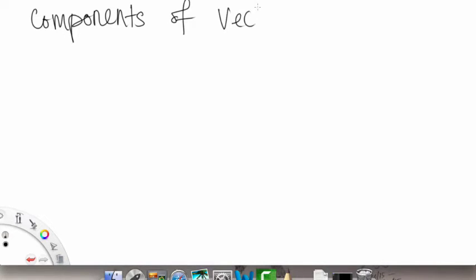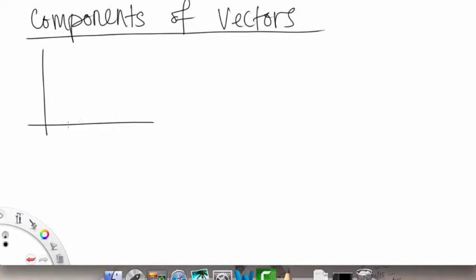All right. Now on to components of vectors. Okay, so again, I'm going to draw a little picture here. 1, 2, 3, 4. 1, 2, 3, 4. And this time I'm going to name my axes first, so don't forget. 1, 2, 3, 4. And 1, 2, 3, 4.